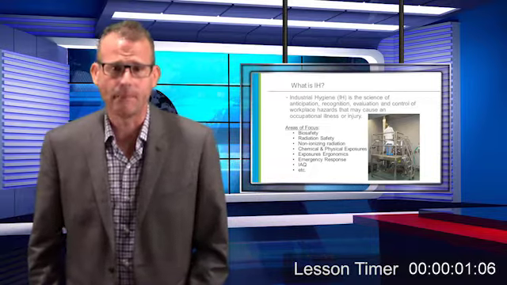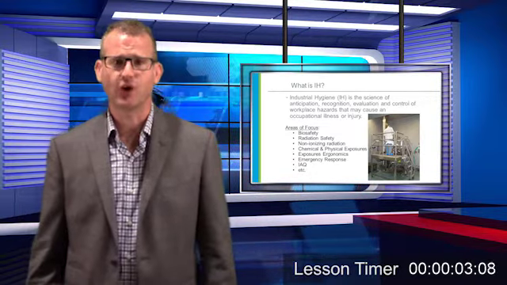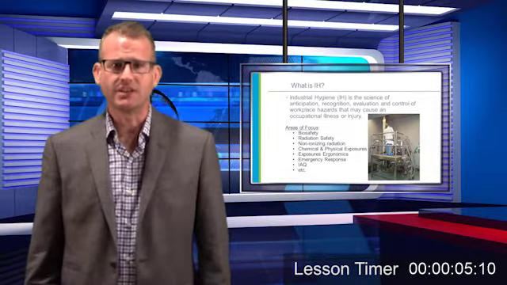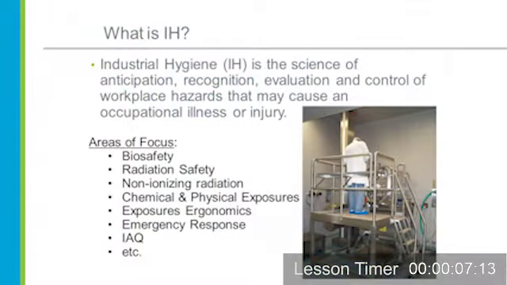This is going to be a basic introduction into industrial hygiene. Industrial hygiene, by a standard definition, is the science of anticipation, recognition, evaluation, and control of workplace hazards that may cause an occupational illness or injury. And that's quite a lot.